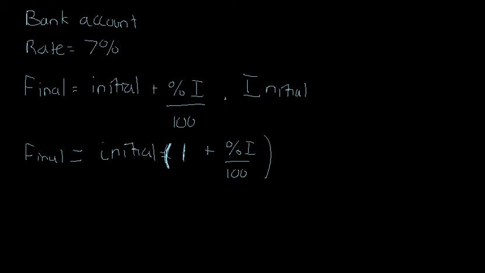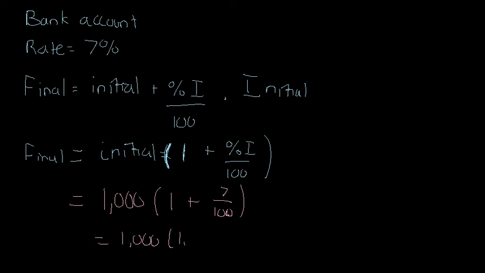But now I'm going to go ahead and use this equation. Let's say we want to figure out how much money is in a bank account after 1 year at a 7% interest rate, and we're going to start with an initial value of $1,000. So we have $1,000, and to that we're going to take 1 plus the interest rate over 100, and we see that this becomes 1,000 times 1.07. And this turns out to be 1,070.